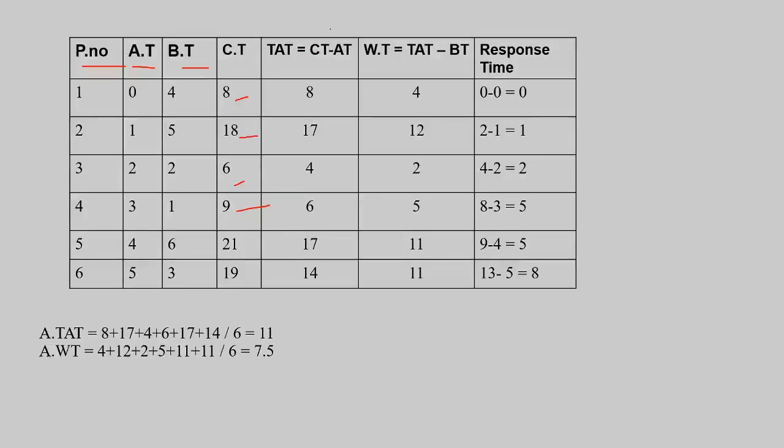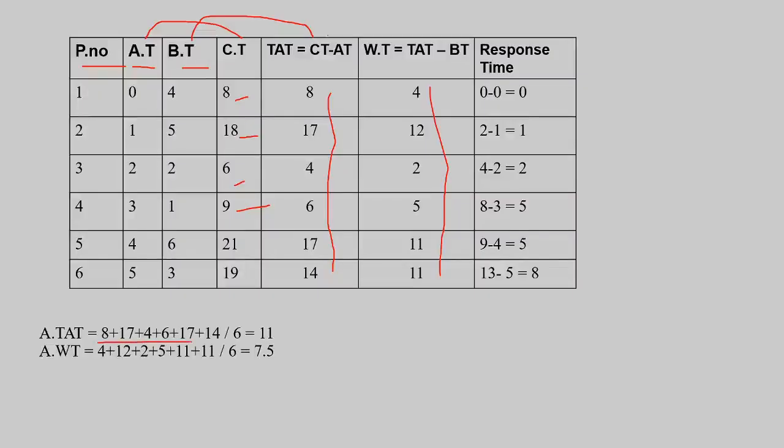Then find out completion time minus arrival time. Consider these columns, then you will get these values. Then find out waiting time, that is the turnaround time column minus burst time. You will get these values.